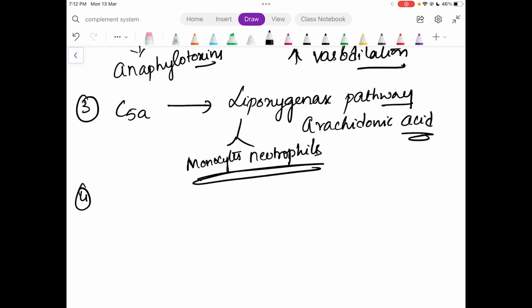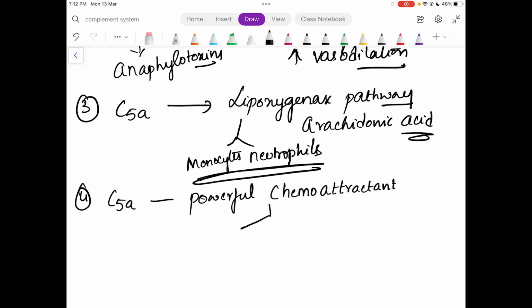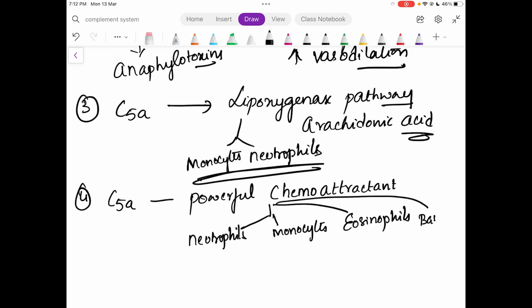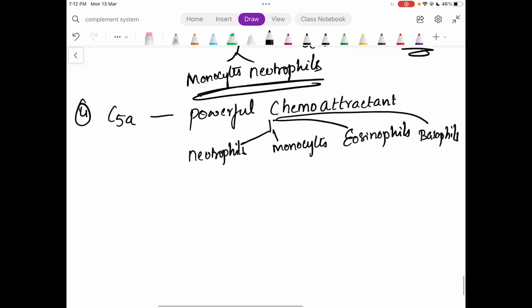Next, fourth function is C5a is a powerful chemoattractant. They will attract neutrophils, monocytes, eosinophils, and basophils.